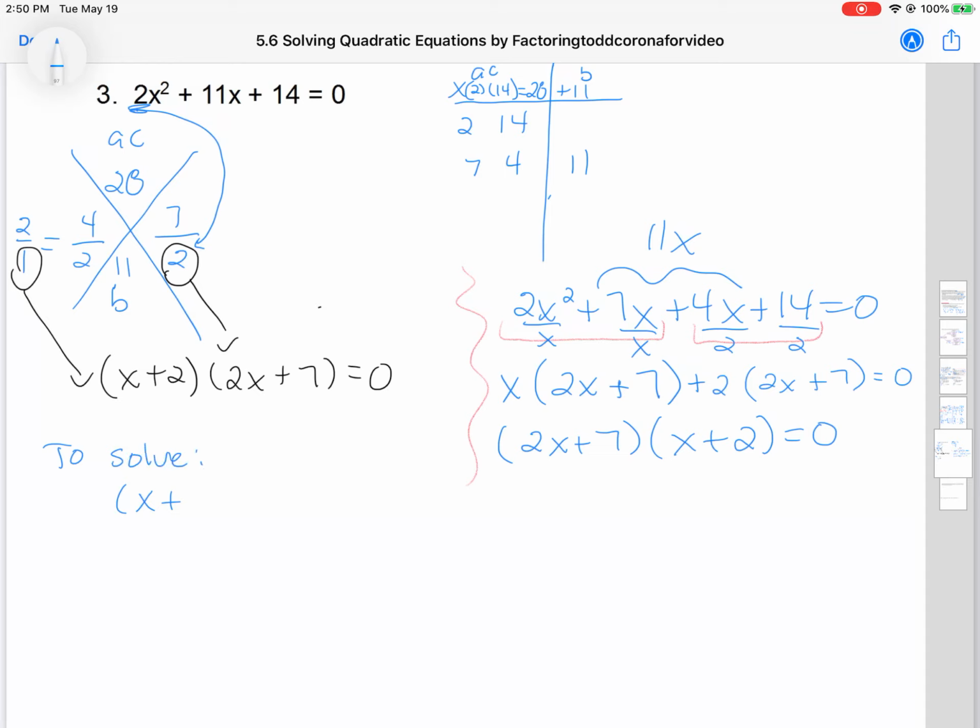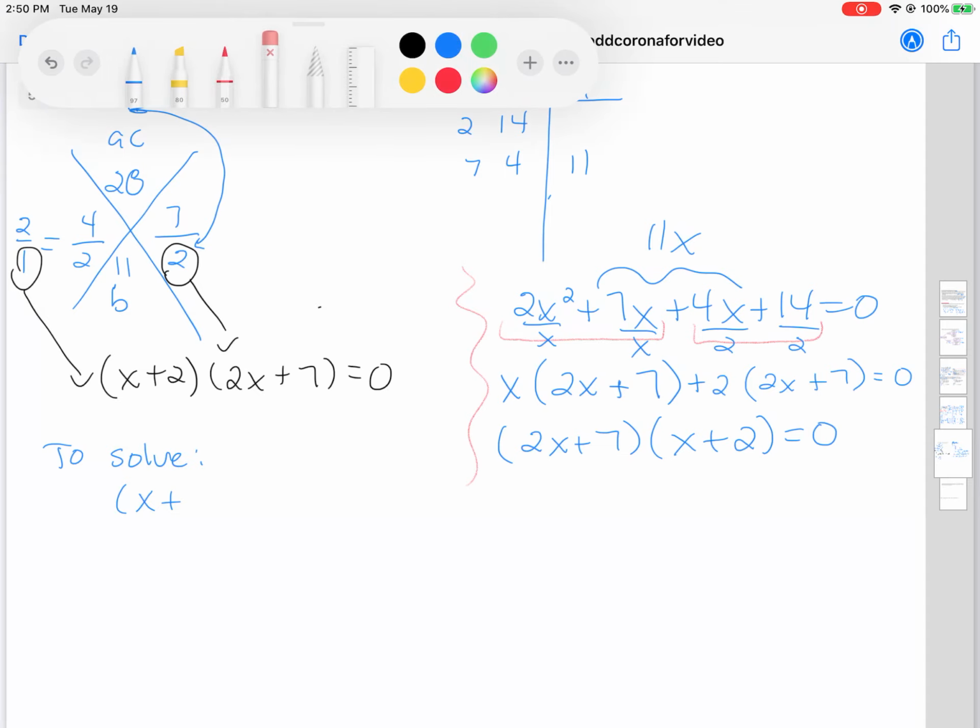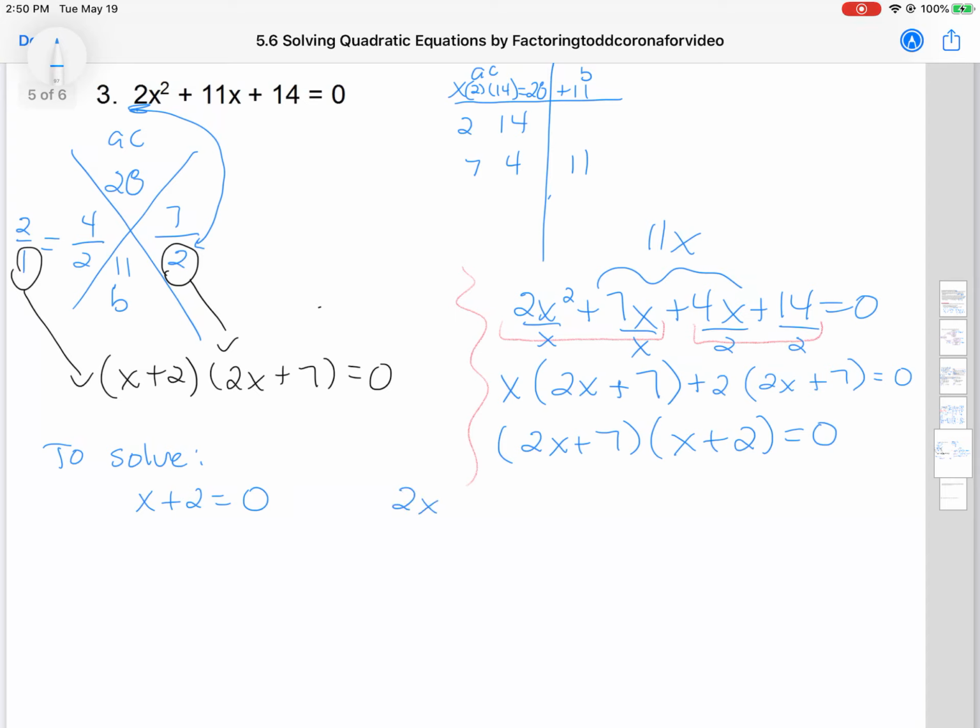Okay, so now to solve. So x plus 2 equals 0 and 2x plus 7 equals 0. Bring it over, change the sign, divide by 2. Okay, now we're going to check.